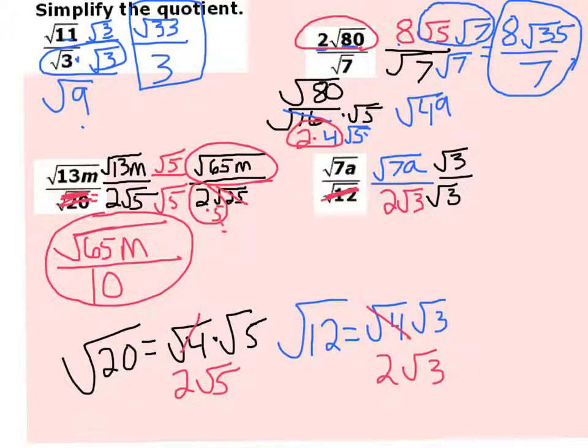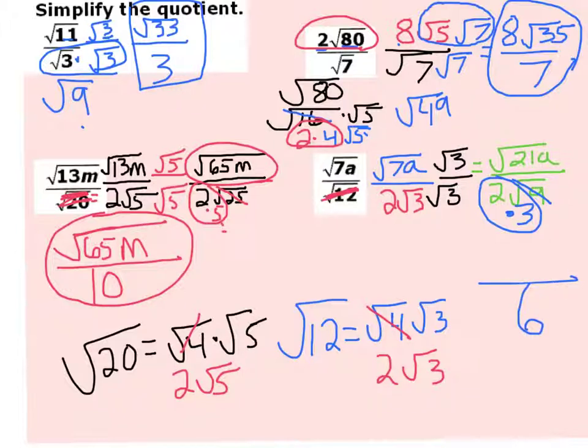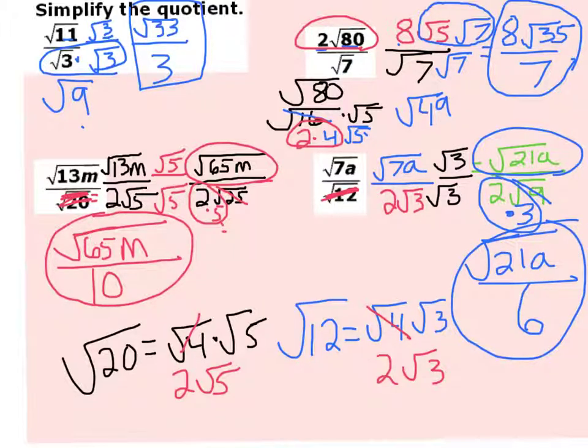So now here's what this will look like. I end up with 3 times 7 is 21, 21a, and then the 3 times 3 is 9. It's still being square rooted, so I'm just going to take care of that. The square root of 9 is really 3. I'm going to multiply that to my 2, so I end up with 6 in the denominator, and the numerator is square root of 21a over 6. So here's my final answer.